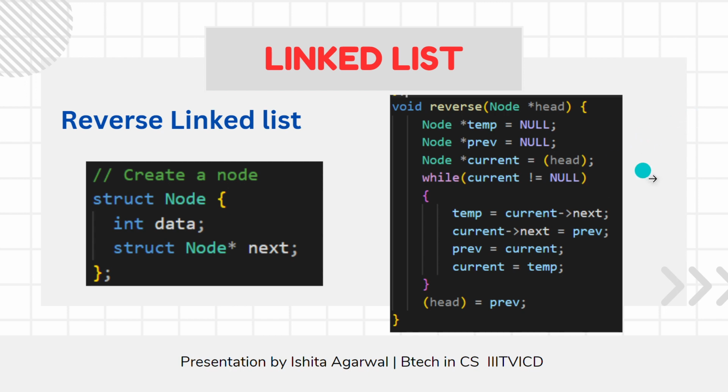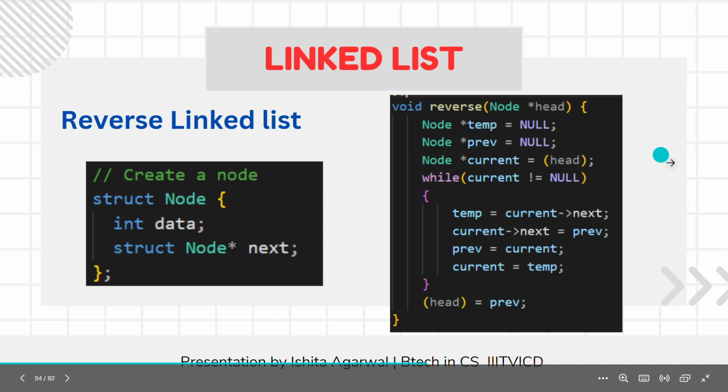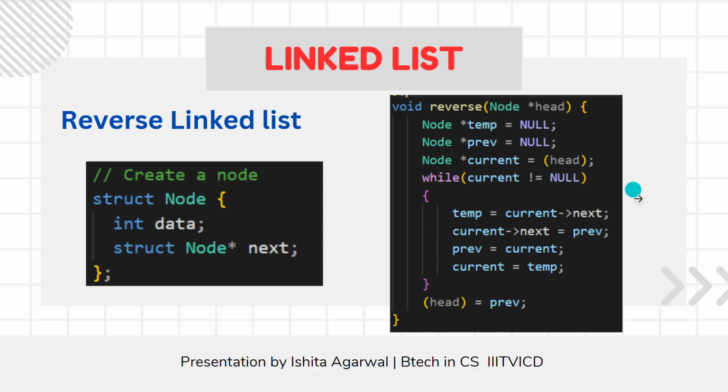For this you have to basically visualize how it is executing, and in the end when the whole linked list has been reversed, we are initializing the head to the previous element, because at that time the previous will be the starting of that linked list. So this was all about the reverse linked list.